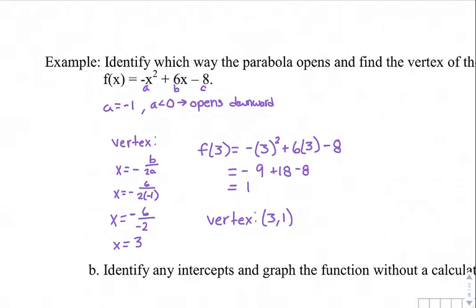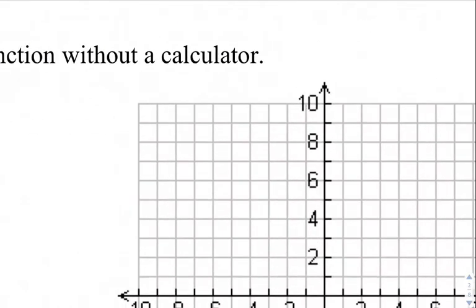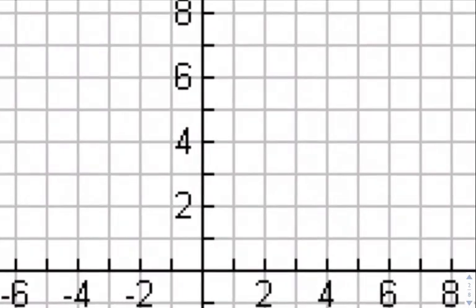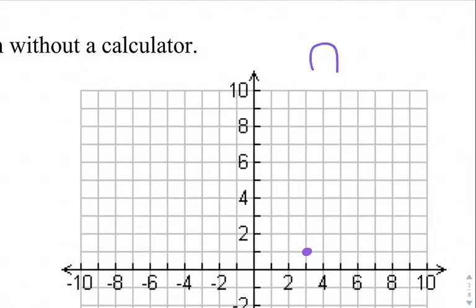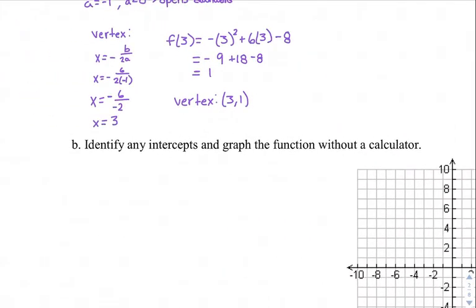Now part B says identify any intercepts, and then graph that function without a calculator. So I need my vertex, so I'm going to put that point on my graph. So 3, 1, this is my vertex. I know my graph opens downward, so there's my vertex. So part 2 says identify any intercepts.